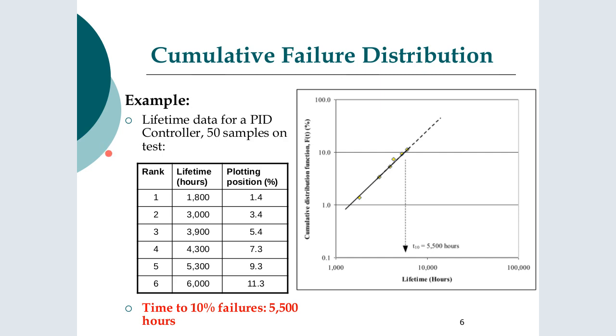Here we have a sample of 15 that were tested, and the first failure occurred after 1,800 hours. The second one at 3,000, etc., until number 6 failed at 6,000 hours. These are plotted on a log plot, again because the numbers are large and logs are useful to compress the data. We can see that it follows this trend, and we can extrapolate that trend and read off the time to 10% of failures, the T10. That comes out at 5,500 hours.